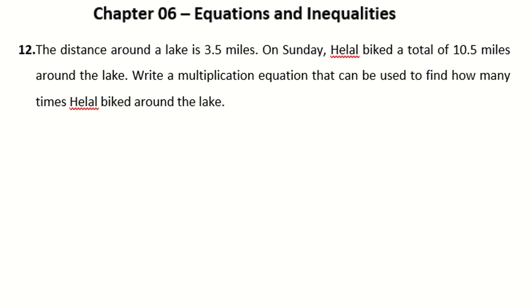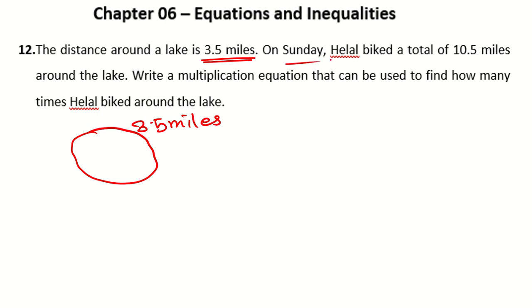Now, next is the distance around the lake is 3.5 miles. So suppose this is the lake. So if you take one round, it covers 3.5 miles. Okay. Now, on Sunday, Hilal biked a total of 10.5 miles around the lake. So 10.5 miles total, it means it is equal. Okay. Now 3.5 for one round.